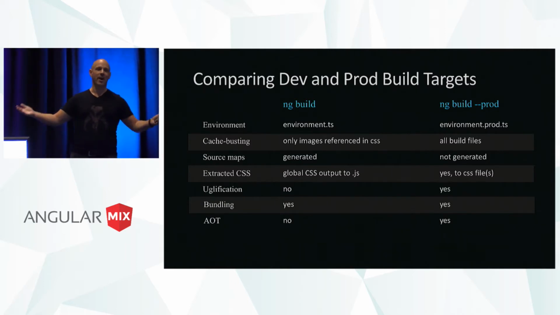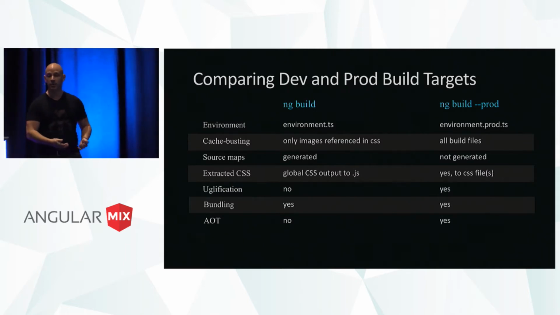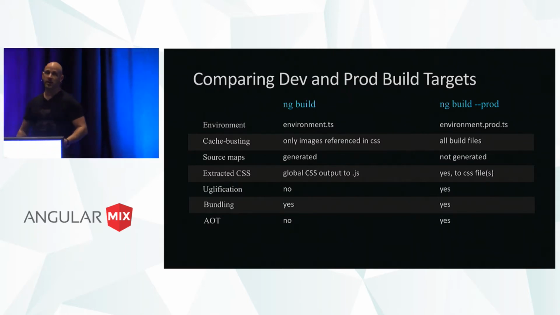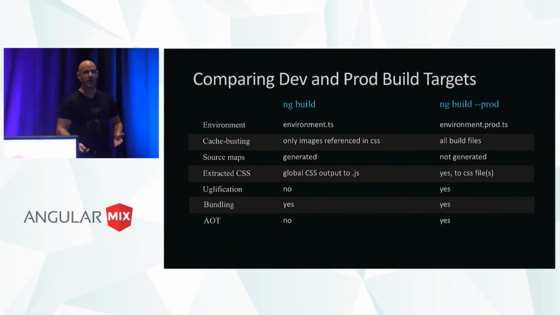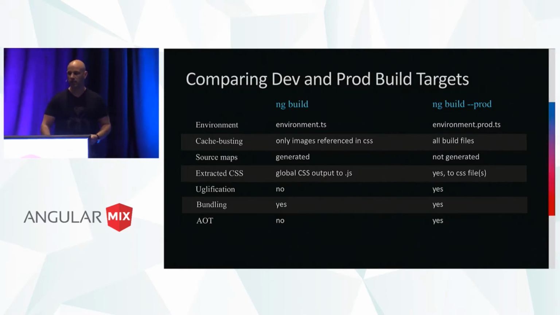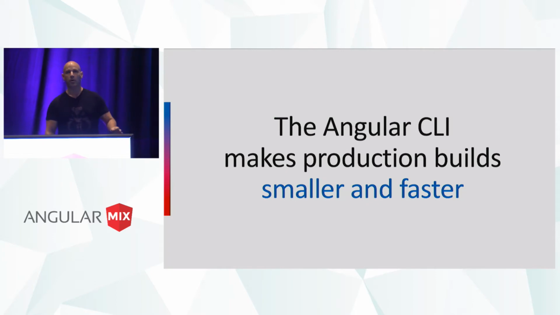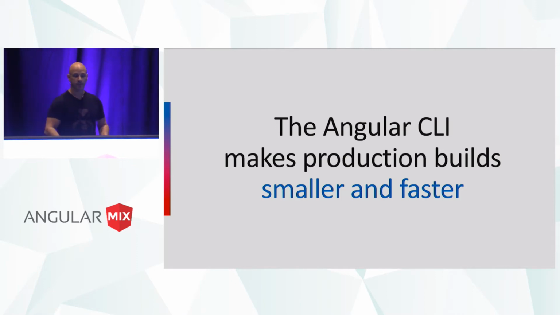So AOT, ahead of time compilation that we have in Angular, really helps speed things up for the end user. And we get some things like tree shaking that we can take advantage of, which gets rid of all the dead code. Not all of it, but a lot of the dead code in your Angular applications. Why do we do this? In a production build, we want it to be small. Smaller means faster. We want it to be small going across the wire, and faster running inside of the browser.